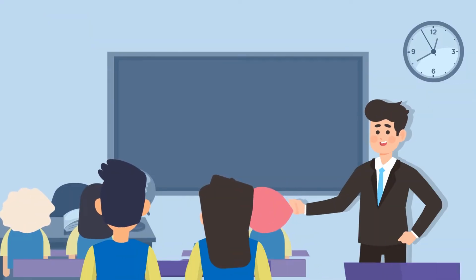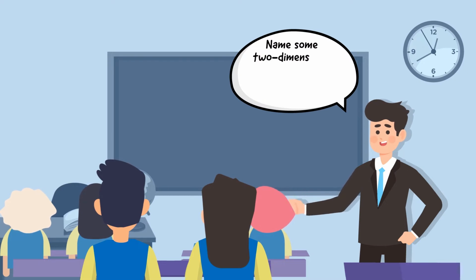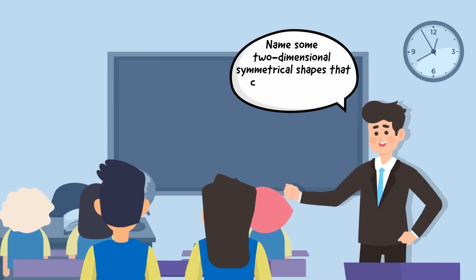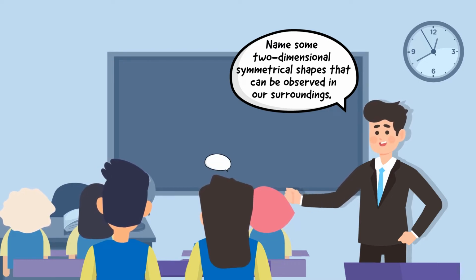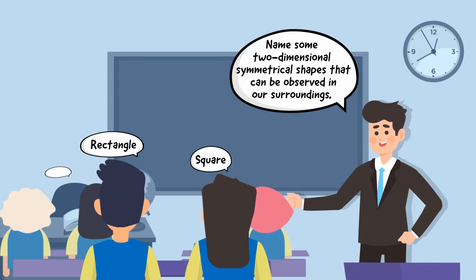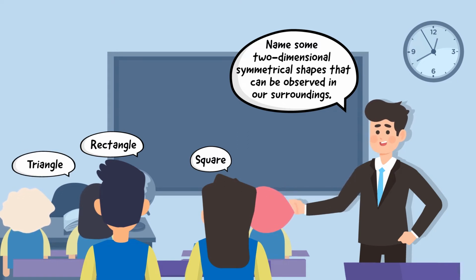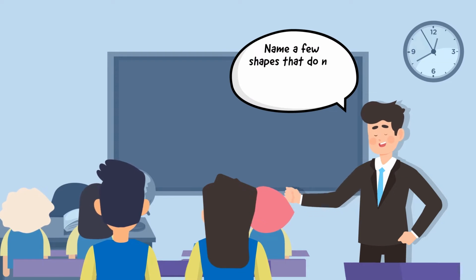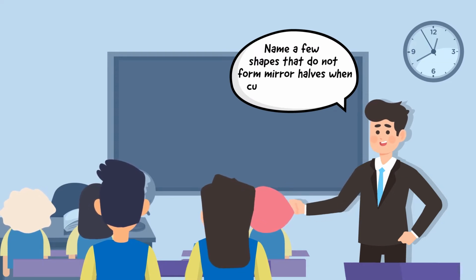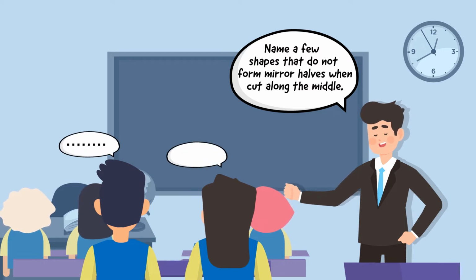Begin by asking the students to name some two-dimensional symmetrical shapes that can be observed in our surroundings. Some of the possible responses would be square, rectangle, triangle, and so on. Now, ask them to name a few shapes that do not form mirror halves when cut along the middle. Allow the students to respond.